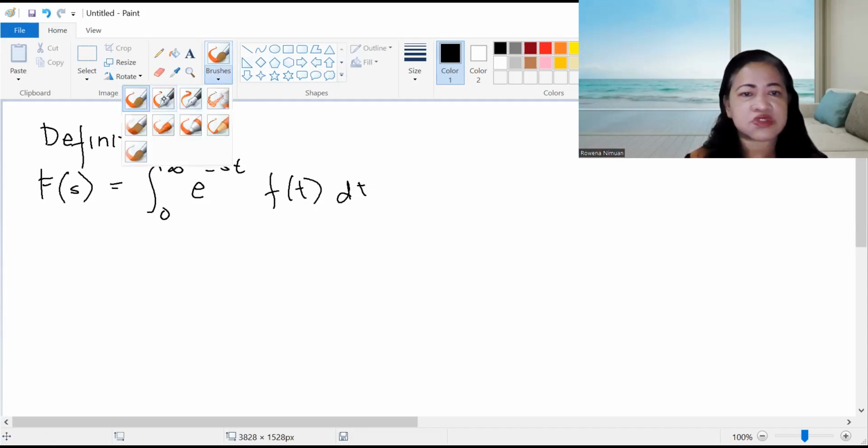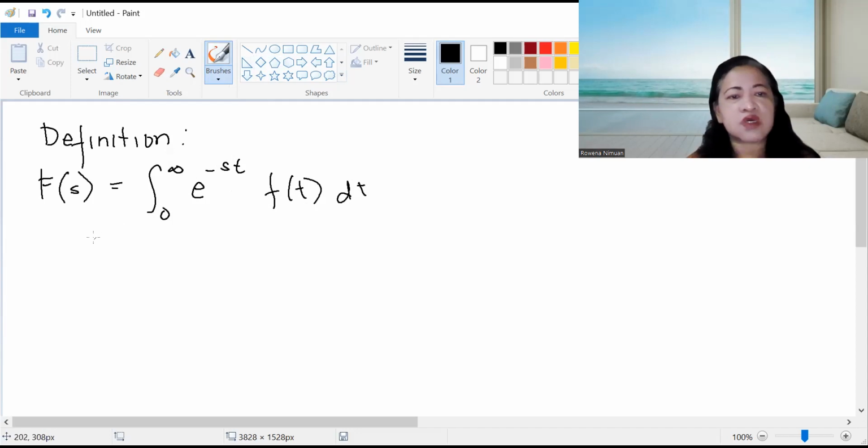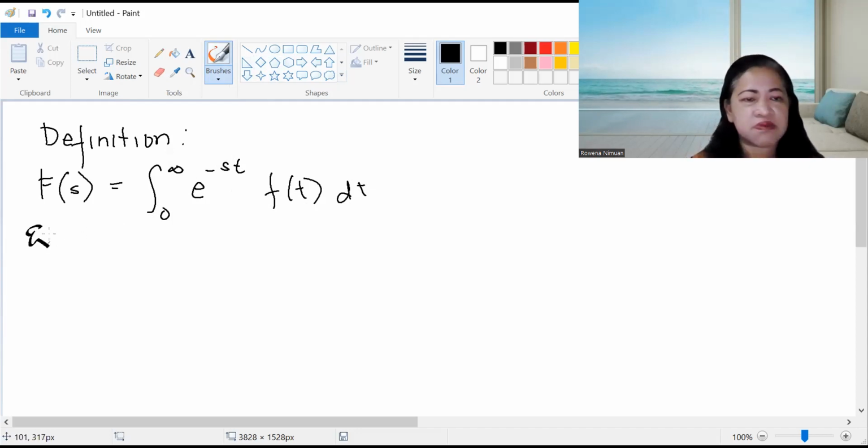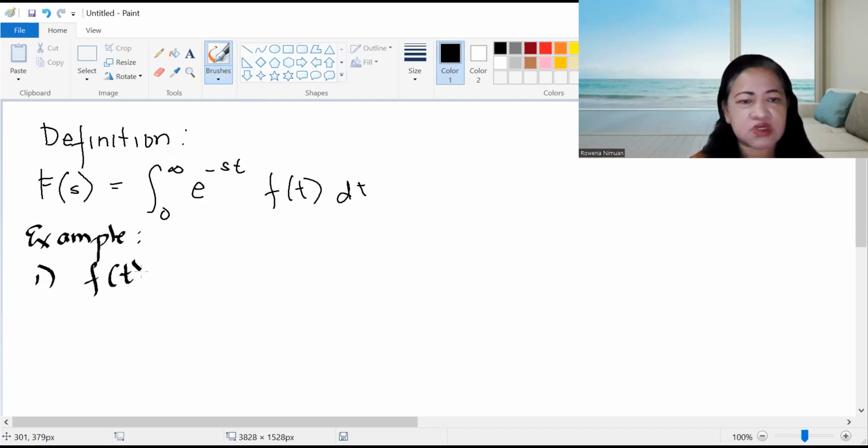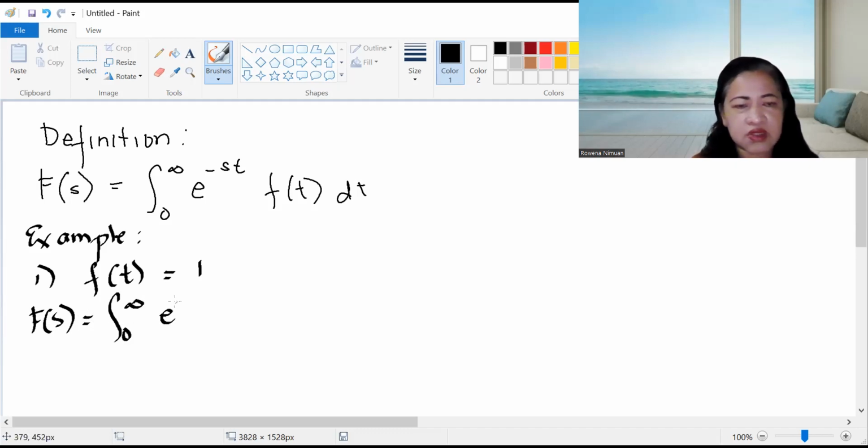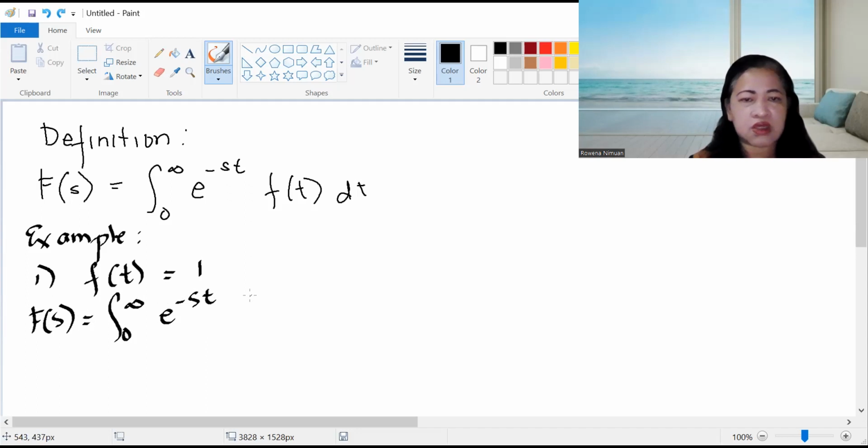Let us have some examples. Number 1: what if the function of t is equivalent to 1? Then the function in the S domain can be computed as the integral from 0 to infinity of e to the negative st, times 1 as the function of t, dt.